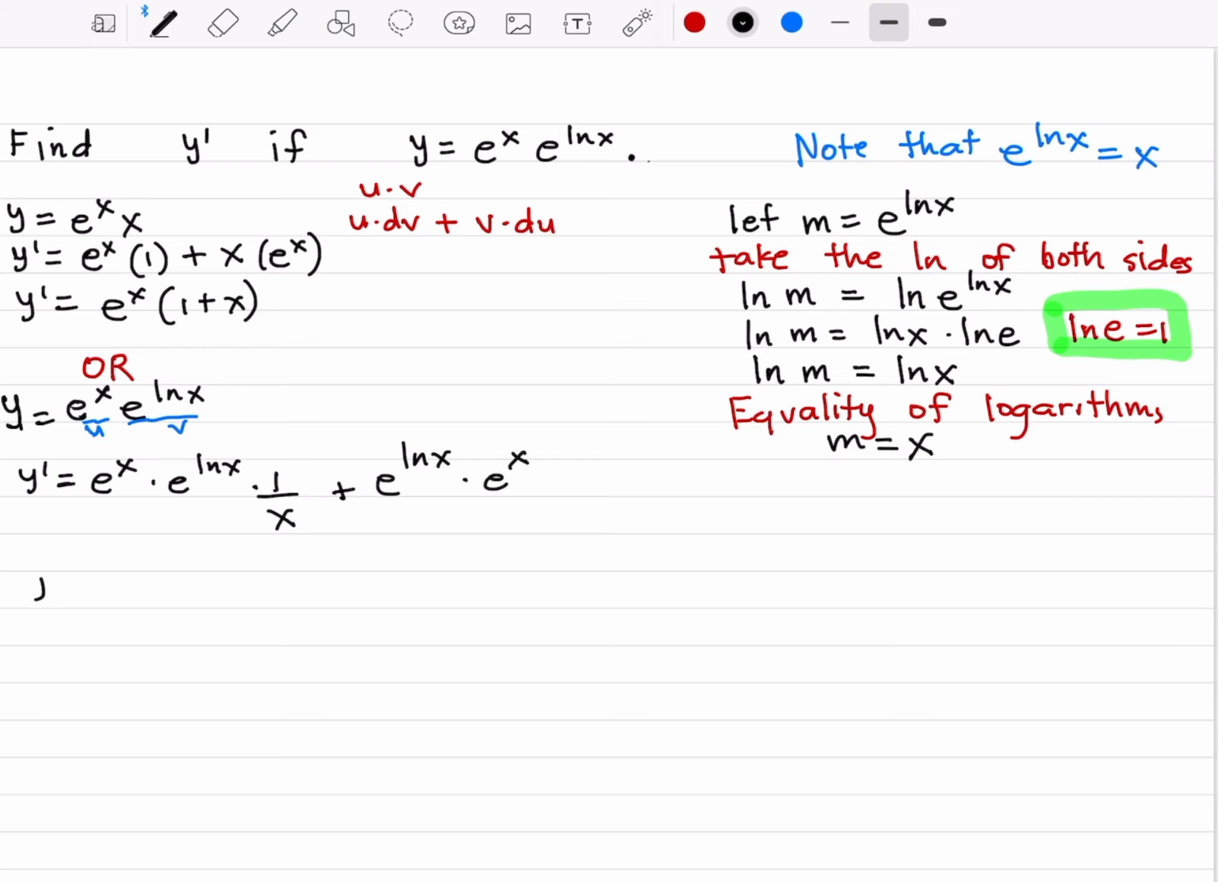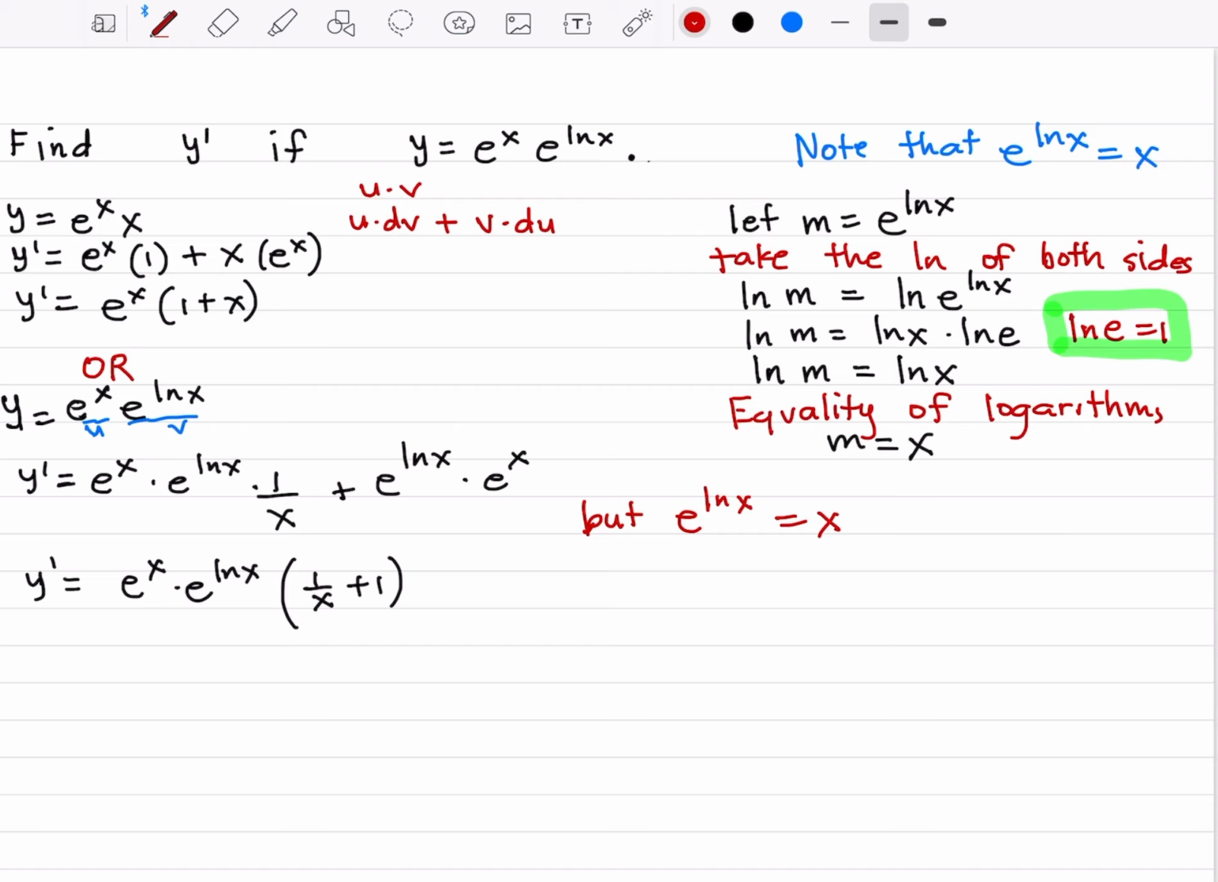Okay, so when put together, y prime is equal to e to the x, which is common to both, times e raised to ln of x times 1 over x plus 1. However, if you want to use the property, it's okay. e raised to ln of x is equal to x.